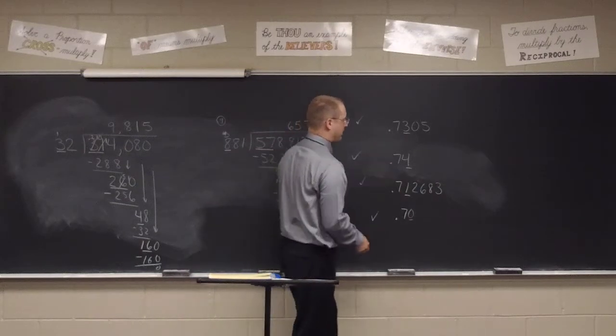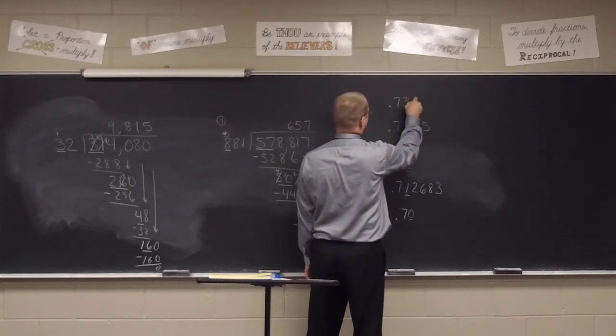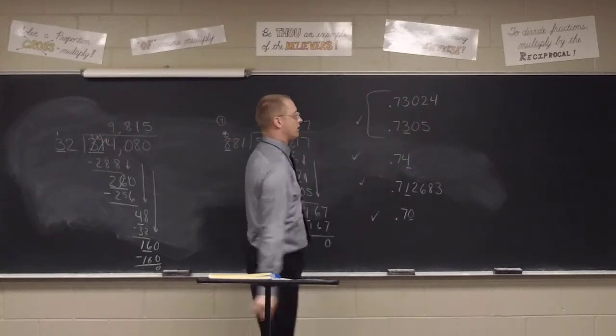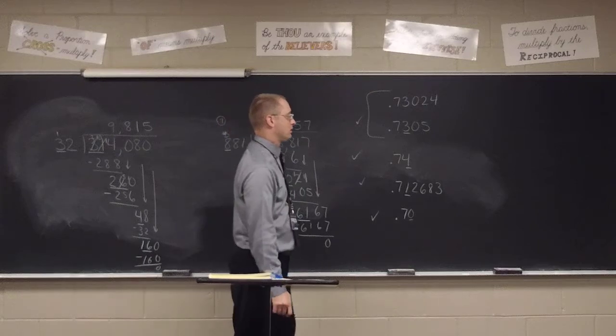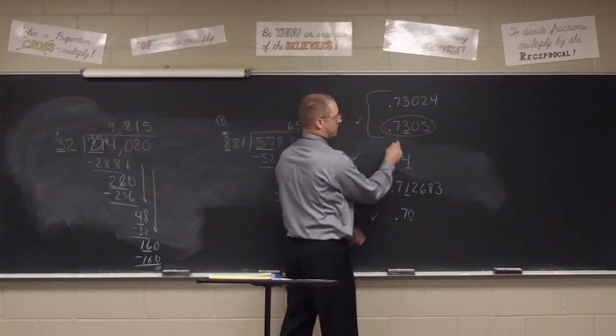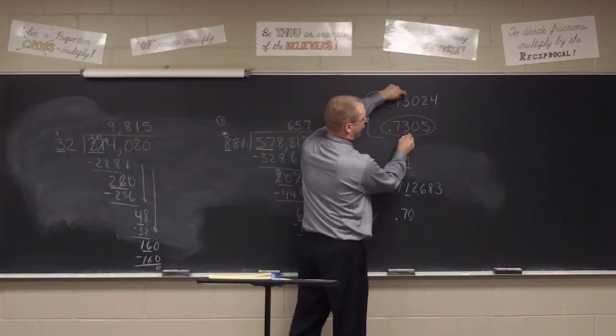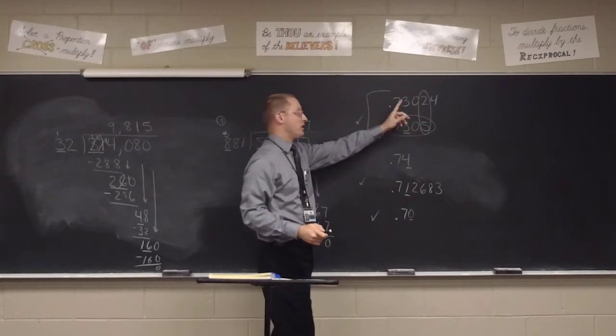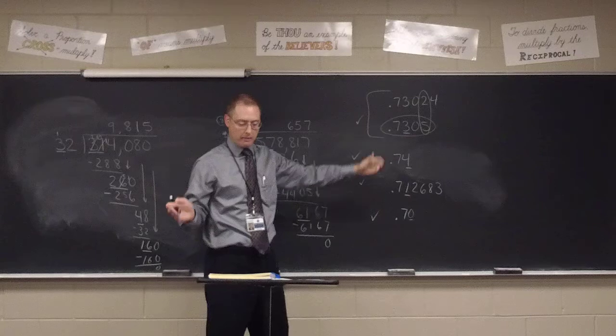But what if I also had a 0.73024? Which of these is bigger? The one with the 5. The second one, the lower one, right? Because these digits all match. You're actually going to have to compare right here. This is the first digit that's different. This is bigger. Does that make sense? Okay.